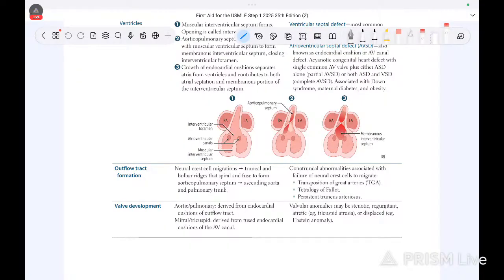So yes, it is related to lithium exposure. Mothers who are receiving lithium due to bipolar disorder or similar conditions, if they are exposed during the first trimester, it can cause Ebstein anomaly. And there are some unknown causes also of this.